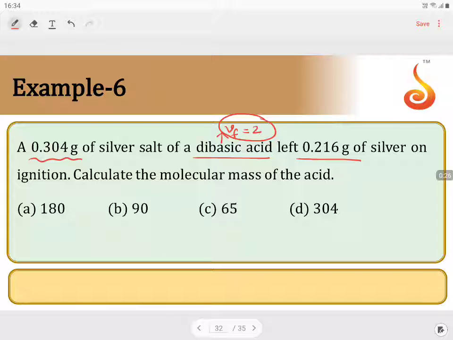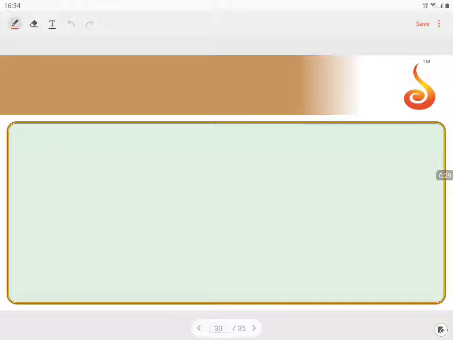Now, the simple logic: you have been given a dibasic acid. If I say a dibasic acid, its salt can be some R(COOAg) twice. Let us say something like this. A salt of a dibasic acid will have as many silvers as there are replaceable hydrogens in the acid, because that many silver atoms replace the hydrogens. So the dibasic acid salt will have 2 silver atoms in the formula, so I have taken 2 times of it.